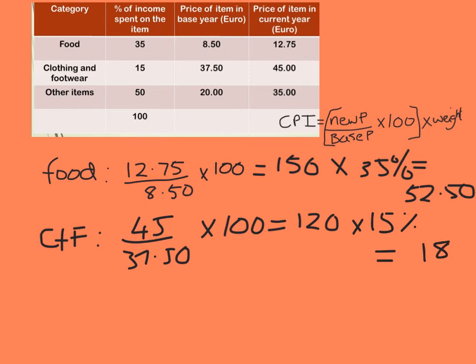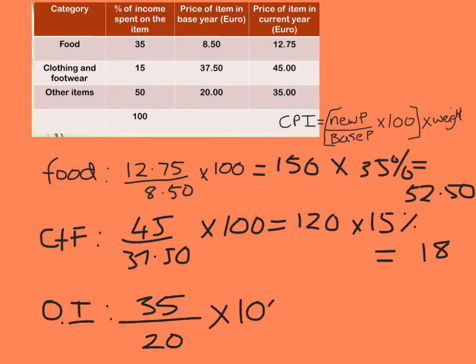And then the final one, other items, we'll call it OI. And we can see that for other items we have the new price at 35 all over 20, and we're going to multiply that by 100, and whatever answer we get then, 175, multiply that by 50%, and we get 87.50 as my answer.